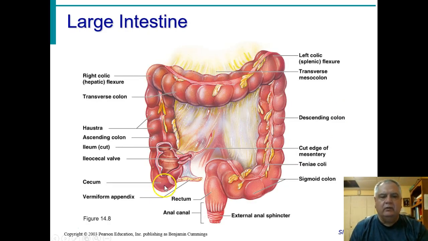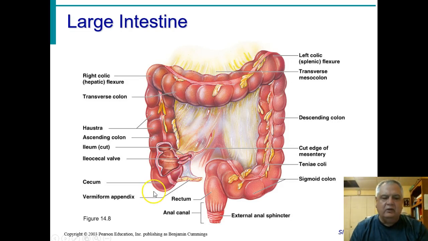So back to our picture of the large intestine. Here we can see the end of the small intestine has been removed, but here's where the small intestine ends. At that ending, there is a valve that controls the release of the indigestible material, or feces, into the large intestine. That's the ileocecal valve.